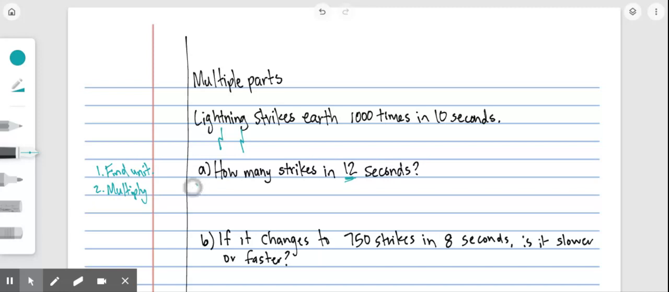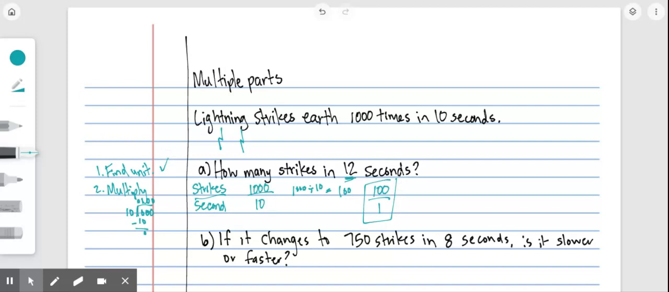I know I've got strikes per second. And my strikes are 1,000 in 10 seconds. Okay. So then I'm going to do 1,000 divided by 10. 10 goes into 1 0 times. 10 goes into 10 once. And then I've got a bunch of zeros. So this is 100. So this is 100 strikes in 1 second. Okay. So my unit rate is right here, my 100 strikes in 1 second.